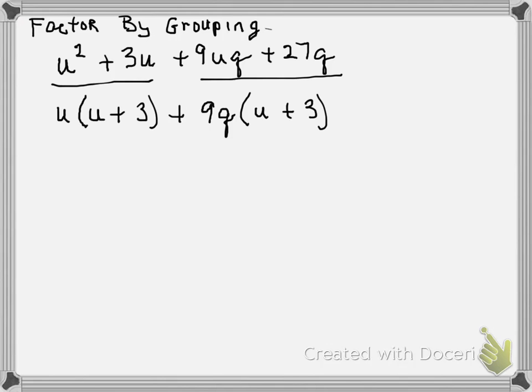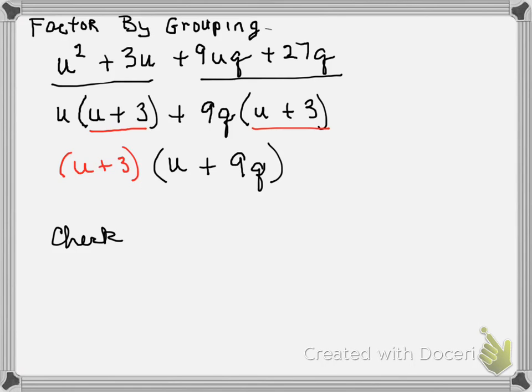Okay, now look at what you've got. Now you have a common factor, which is in fact a binomial. So we're going to factor out the binomial, so we'll pull the u plus 3 out. All right, when we take the u plus 3 out of the first term, we are left with only the u. So u times u plus 3 is u plus 3 times u. All right, when we take it out of the second term, all we have is the 9q. So when we factor u squared plus 3u plus 9u cubed plus 27q, we get u plus 3 times u plus 9q.